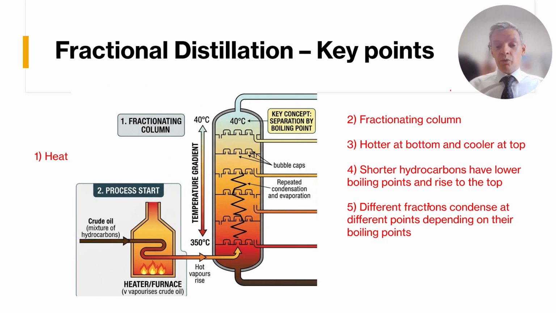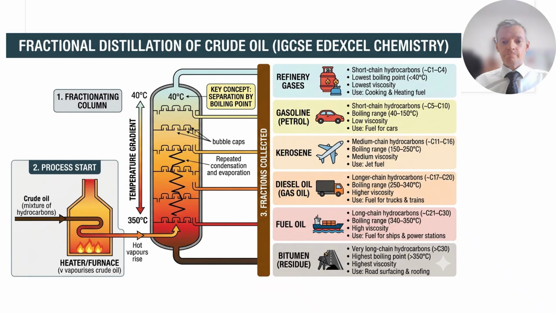We're then going to look at what the different fractions are and what they can be used for. So this page gives you a better picture of the fractionating column and the different fractions that come off in crude oil. And we've got them there from top to bottom. These are all the ones that you need for the iGCSE Edexcel specification. So going from the top to the bottom, you need to know the order of these, and you also need to know what they're used for. So there's quite a lot of information on this page. Key points are names of the fractions and what their use is.